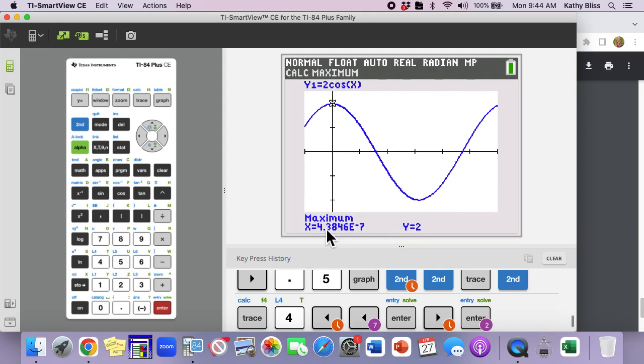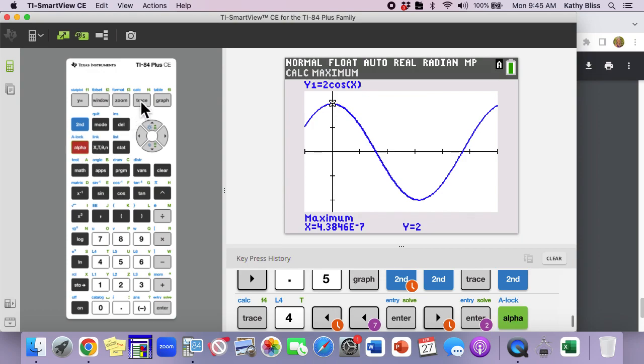And we've talked about this before. When I get a weird value like that, e to the -7 means times 10 to the -7. So it's 4.3 with 6 preceding zeros. And so that's a really, really small number. It's the calculator's way of saying 0. So that's my maximum point right there.